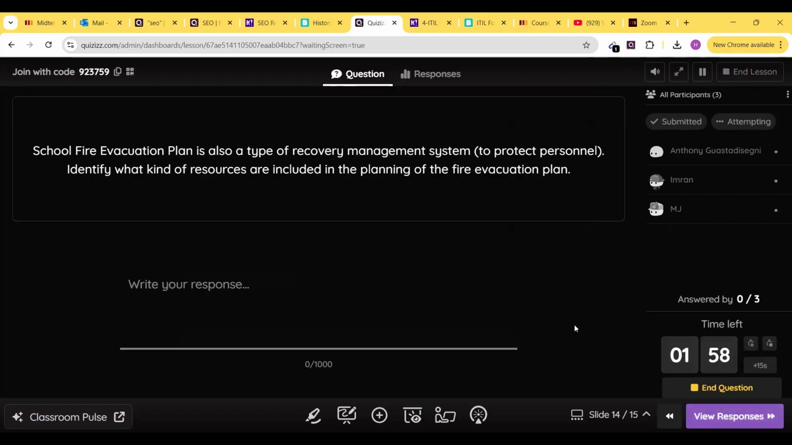A school fire evacuation plan is also a type of recovery management system to protect personnel. Identify what type of resources are included in planning of the fire evacuation plan.